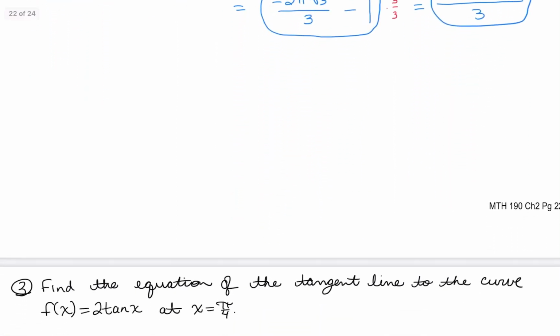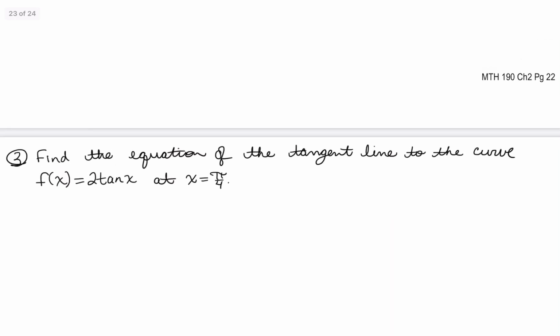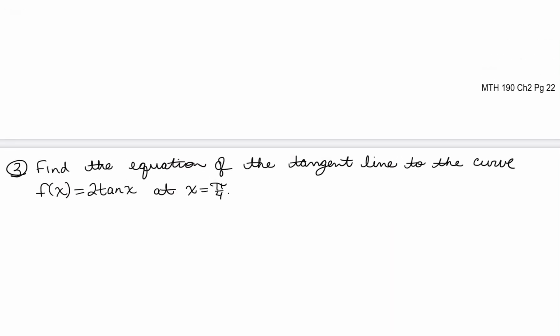Okay, number 3. Let's take it one step further here. Let's look at an equation of a tangent line. So last time we just did the slope. Let's take it again and go to the equation of the tangent line to the curve f of x equals 2 tangent x at x equals pi over 4.